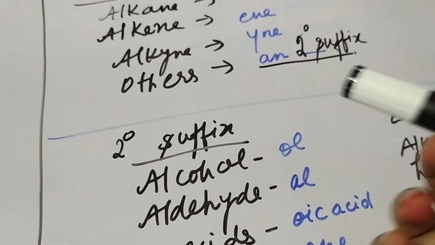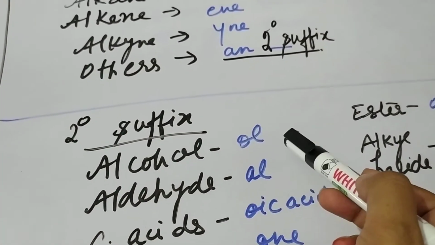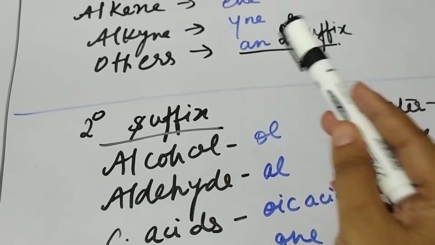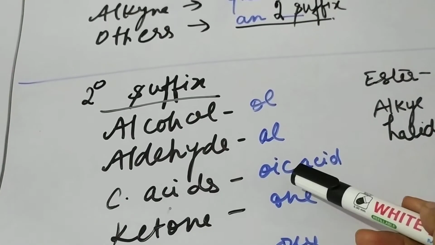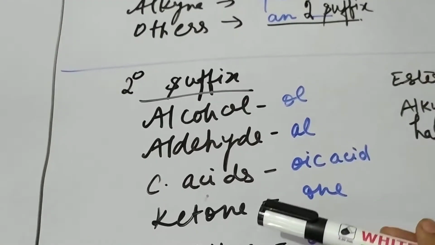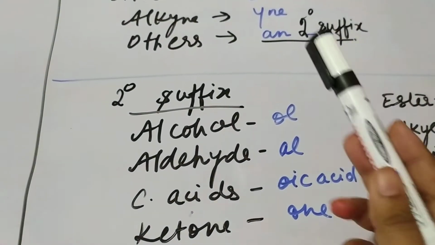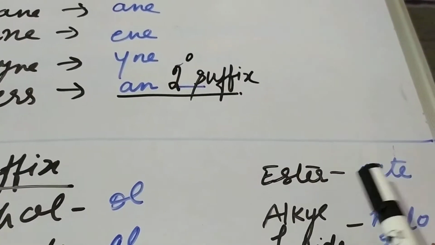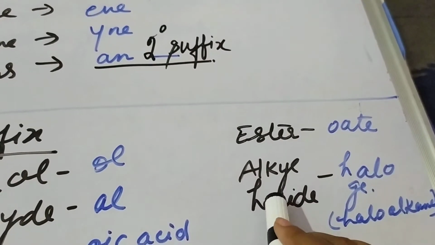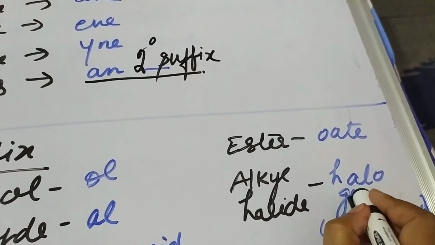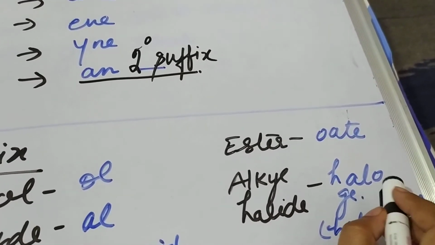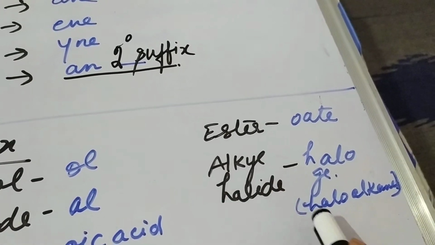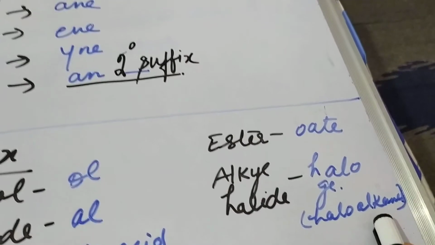The other functional groups are alcohol. For alcohol we will use ol along with an. Aldehyde, we will use al along with an. Carboxylic acid, we will use oic acid along with an. Ketone, we will use one along with an. Ether, for ether we use oxy. For ester we will use oate. And for alkyl halides we will use halo group. If it is fluorine we will use fluoro; chloro, bromo, iodo for chlorine, bromine, iodine respectively. And alkyl halides are therefore also called haloalkanes.